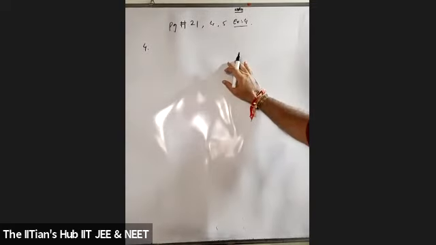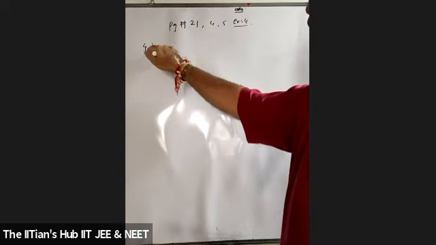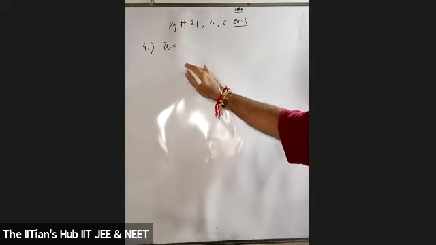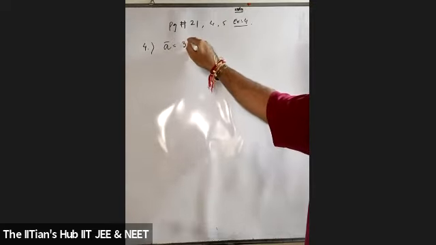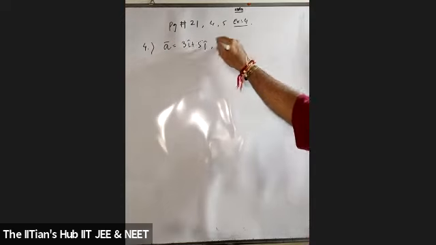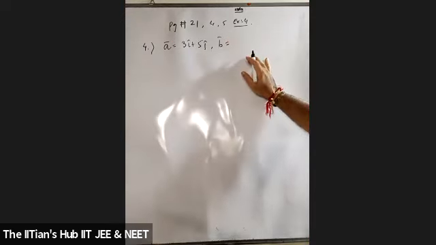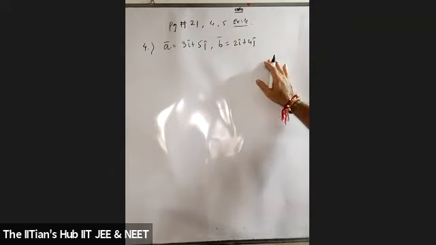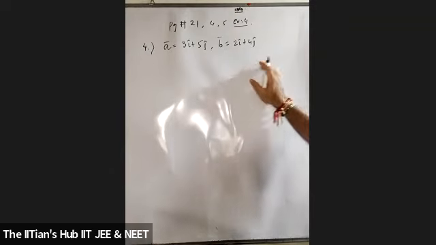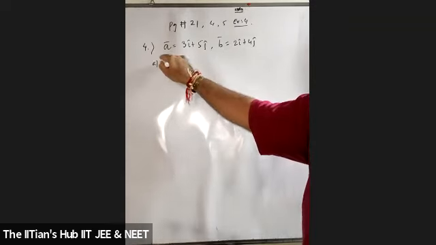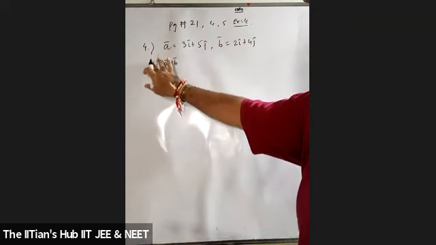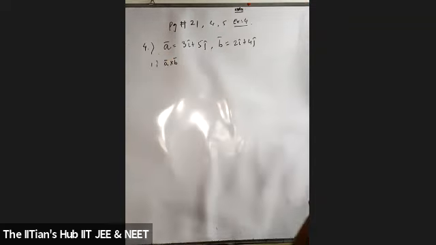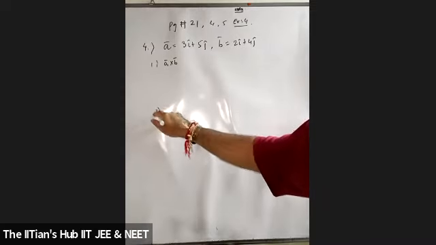Okay, students, the fourth question from your exercise four is: two vectors are given. Vector A is given to us as 3i plus 5j, and vector B is given to you as 2i plus 4j. The question asked is, you have to find first the cross product, A cross B. That's the first question. Second, you need to find the dot product of the two.